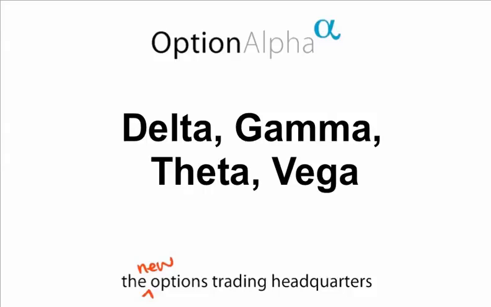So I'm going to get right into it here, and we're going to take a look at a pricing diagram or a pricing table for an option, and then look at the delta, gamma, theta, and vega for this particular option, both on the call side and on the put side.